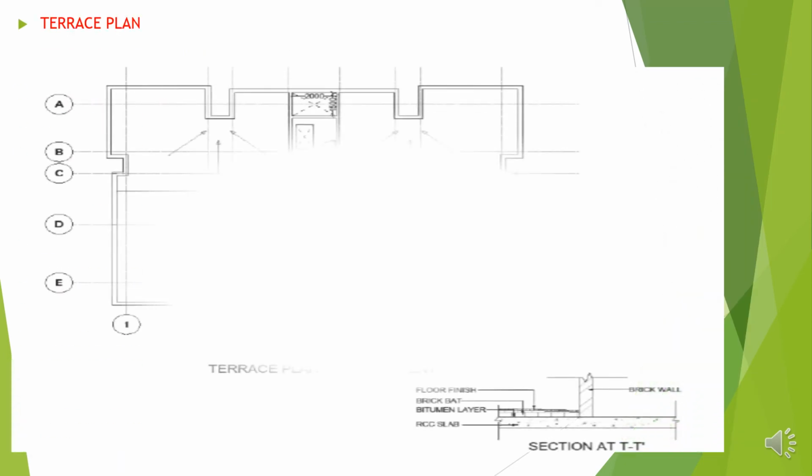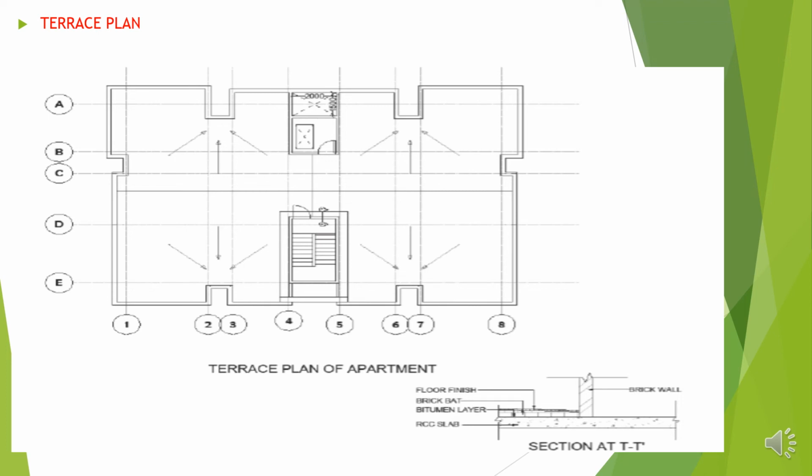Now comes the terrace plan. This is a terrace plan in which it will show you how, when the rain comes down, the water is going to gradually slope down and everything. It will have a section cut which will show you the details of the floor finishes, parapet details, and all these details will be provided in the terrace plan. Then elevation details.